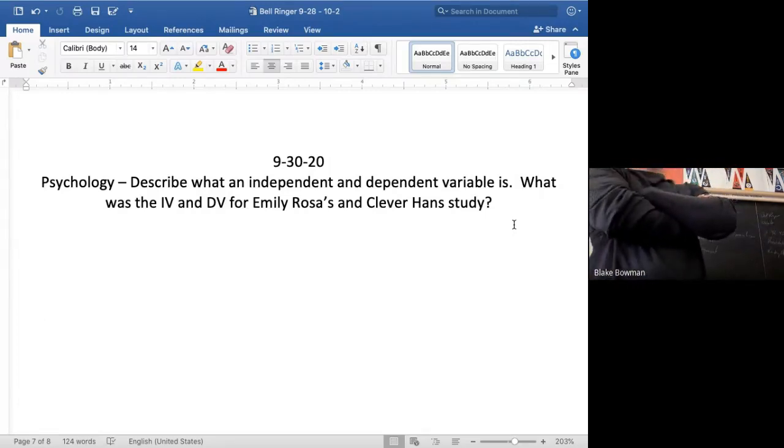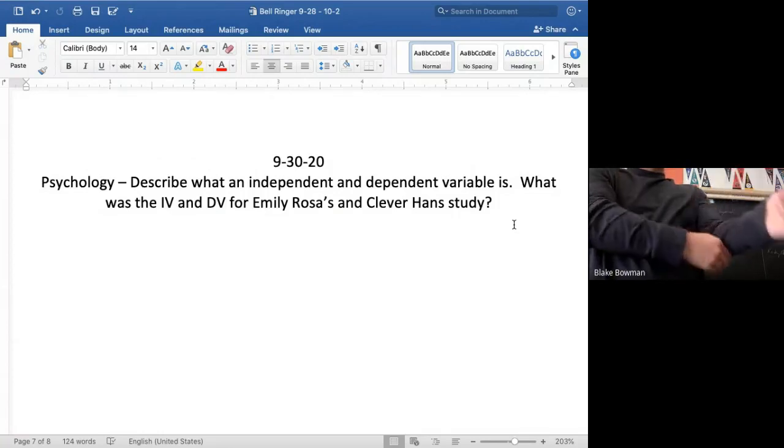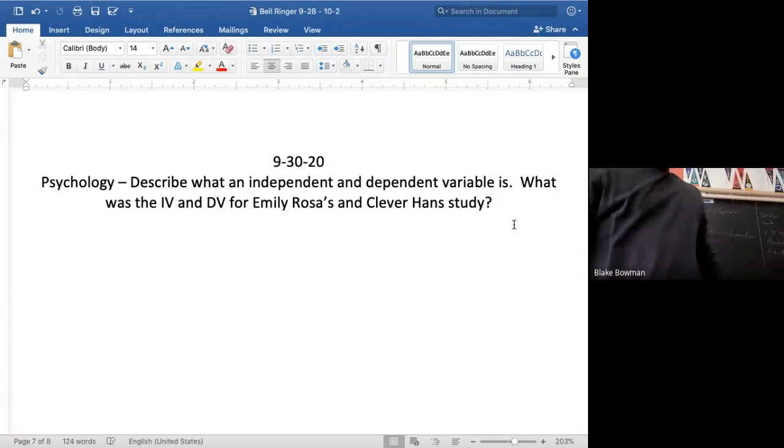It's just like it doesn't depend on anything. It doesn't need anything. Okay, all right. What else can we add to that? Maria. It's what changes. Okay, so it's what the experimenter changes or manipulates in the study, right? Okay, good job. So independent variable is the manipulated variable, something that the experimenter changes throughout the study in order to try to get results.